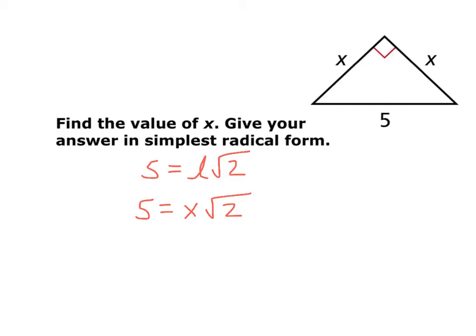How do we get x all by itself? How do we move the square root 2 to the other side? Divide. It's being multiplied right now, so we need to divide everything by square root 2. So 5 over square root 2 is equal to x. That's the answer.